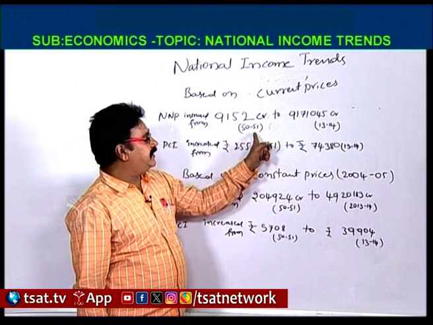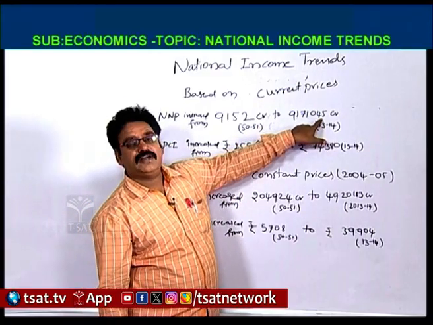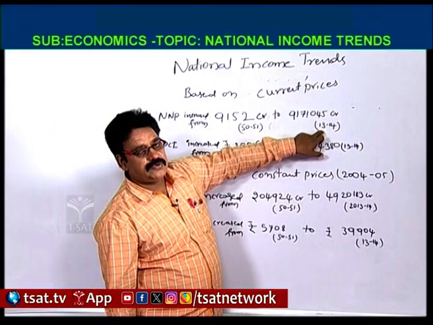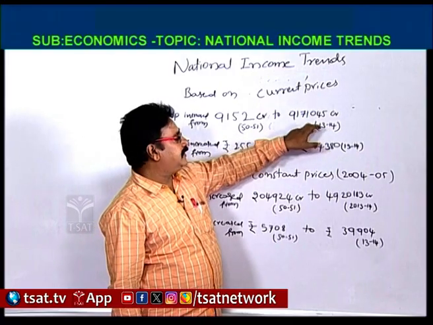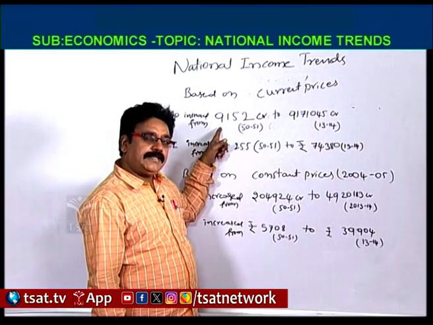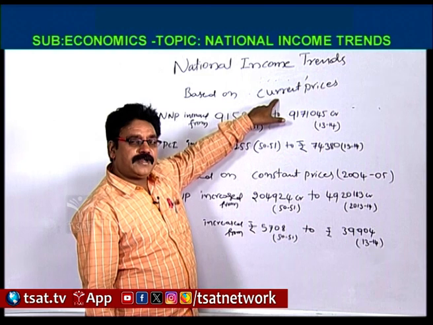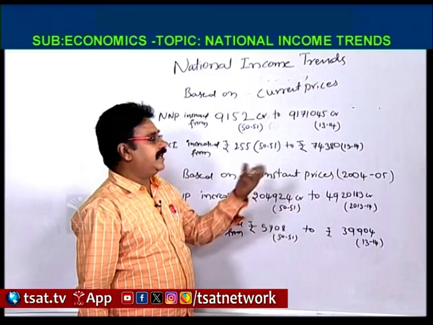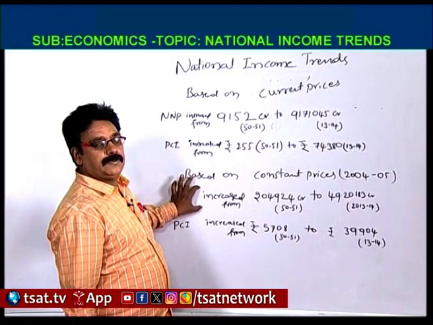It increased from here to 91,71,045 crores in 13-14. The prices are also calculated for 13-14, that means 13-14 prices and 13-14 product, whereas earlier it was 50-51 prices and 50-51 product. That is why we say it is current prices. In current prices, we can observe the involvement of the monetary effect, that is the price rise effect. We can observe the same with constant prices also.